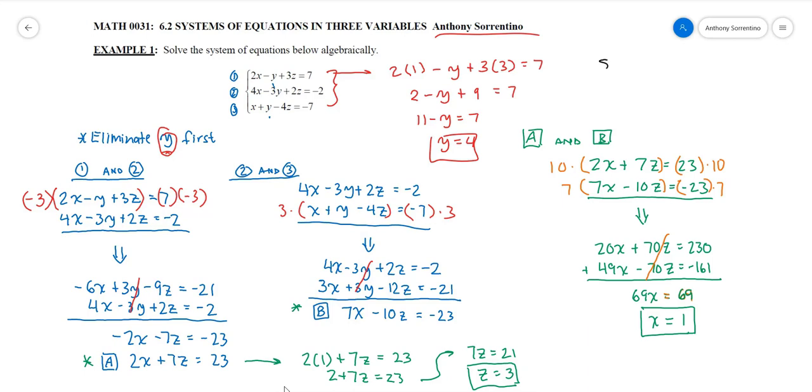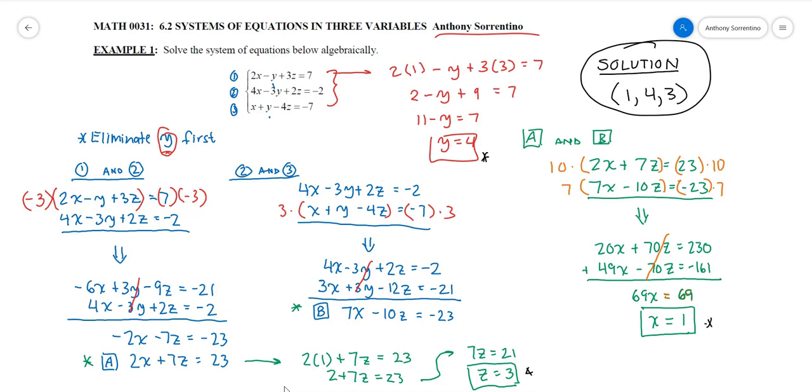So my solution, which we'd write as an ordered triple, and always in alphabetical order, so x, then y, then z. And that'd be the solution for this. Or of course you could just indicate these, just make sure that you indicate what they are. Maybe even summarize it and put it all together, but that would be your solution.